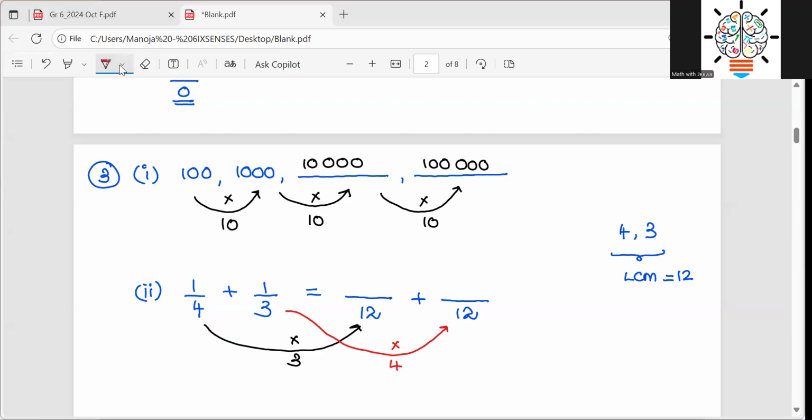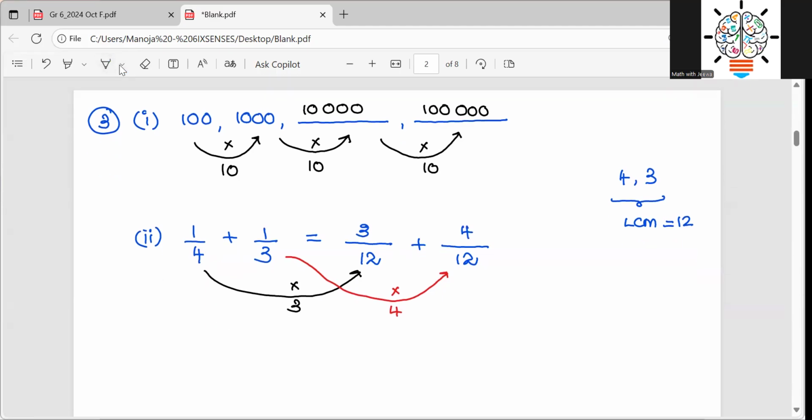You can see what I did over there. To convert the 4 into 12, I want to multiply it by 3. So then the numerator also I multiply by 3 and I write here. And I want to convert this 3 into 12. How? I want to multiply this by 4. 3 times 4, 12. And then I multiply the numerator 1 by 4. So it is the answer.